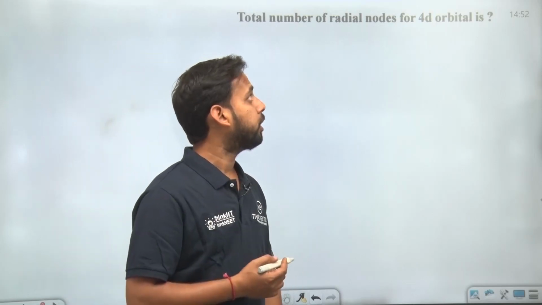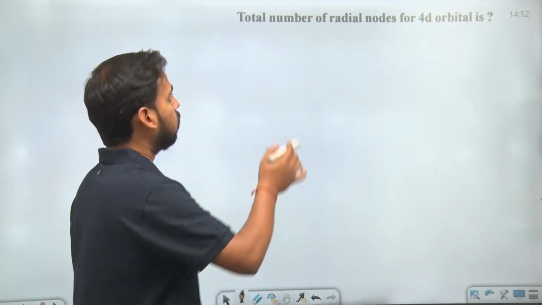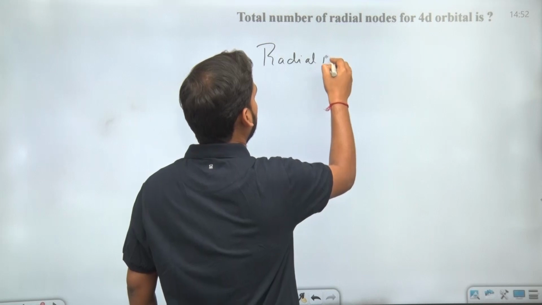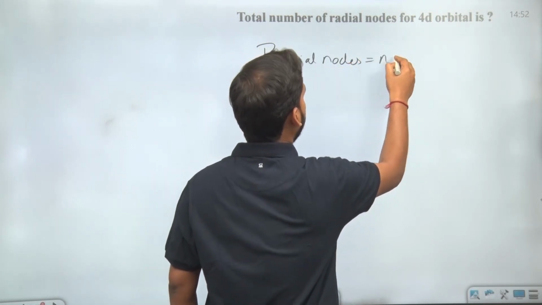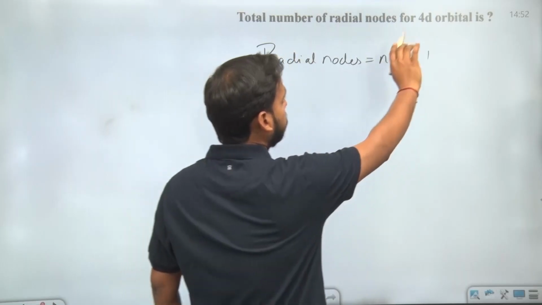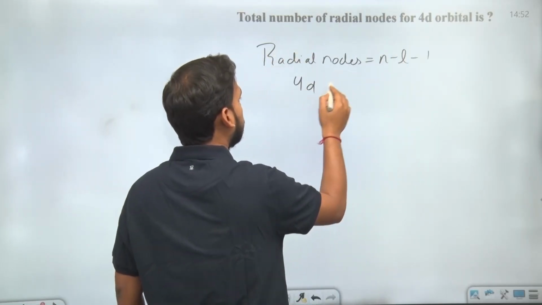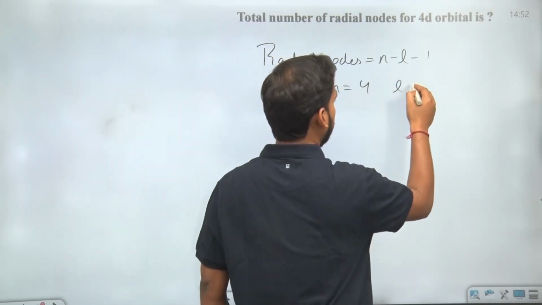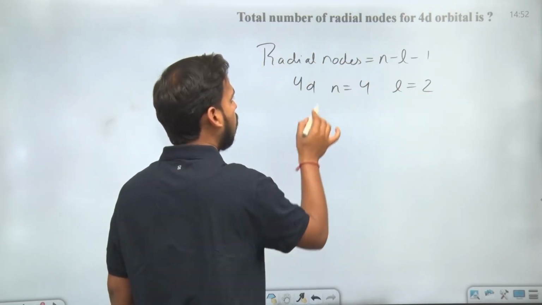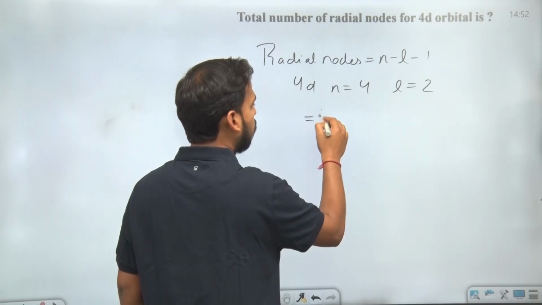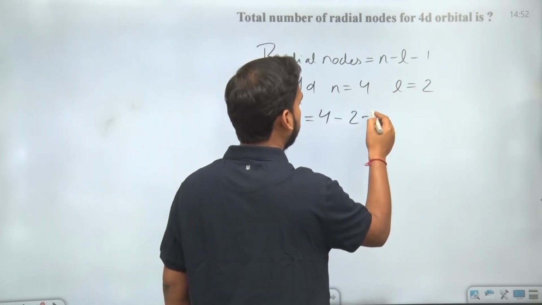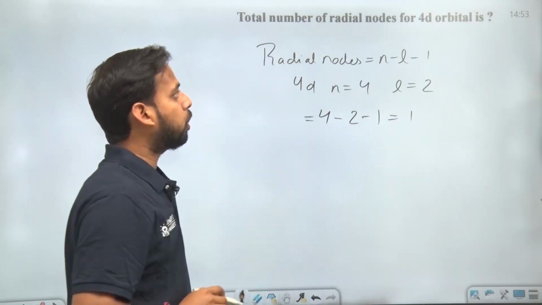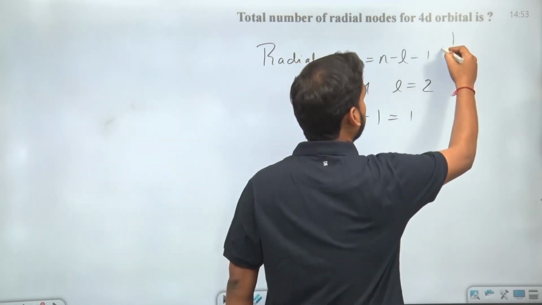Next question: total number of radial nodes for the 4d orbital is. The formula of the radial nodes is n minus l minus 1. Here for 4d, the value of n equals 4, and for the d subshell the value of l is equal to 2. When we put these values in the formula, it is 4 minus 2 minus 1, so it comes out to be 1. So the total number of radial nodes for the 4d orbital will be 1. So our answer will be 1.